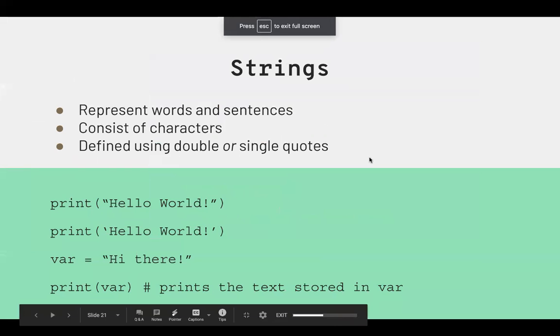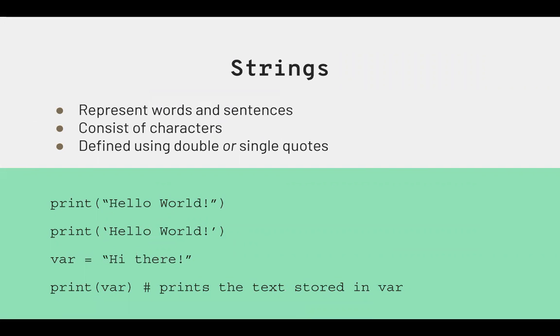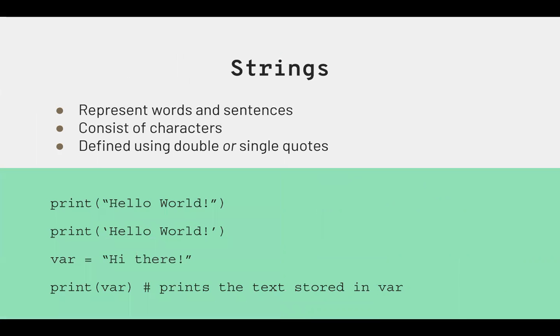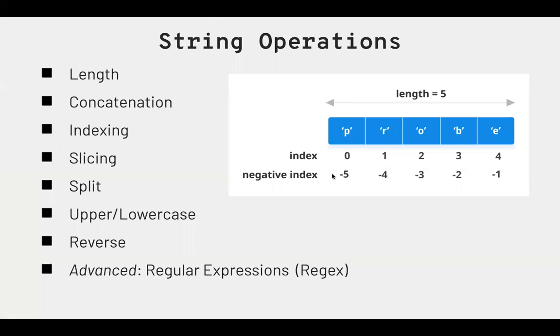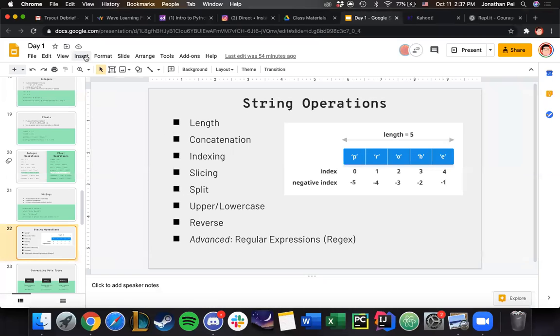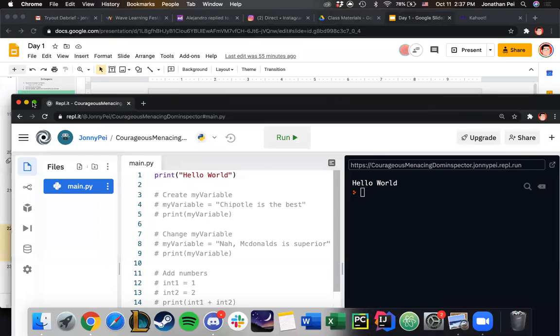Okay, so we just talked about the three most common, basic variable data types: integers, floats, and strings. Integers are just integer numbers with no decimals. Floats are numbers with decimals. And strings are just any collection of characters or words. With numbers like integers and floats, you can just add, subtract, multiply, and divide them. With strings, you can do a lot more. And I will demonstrate here.